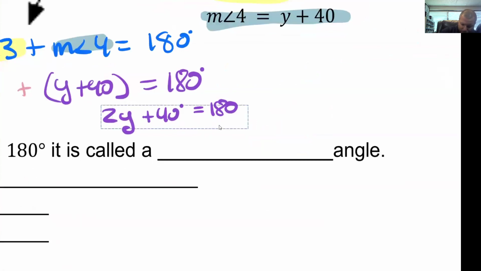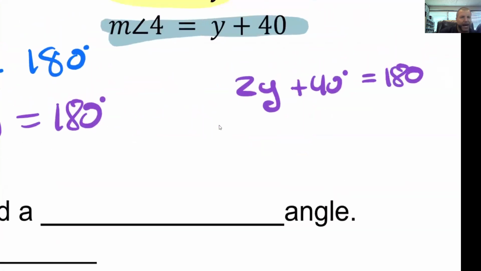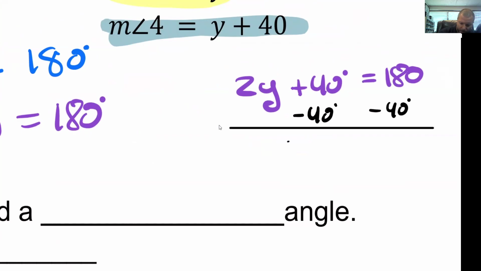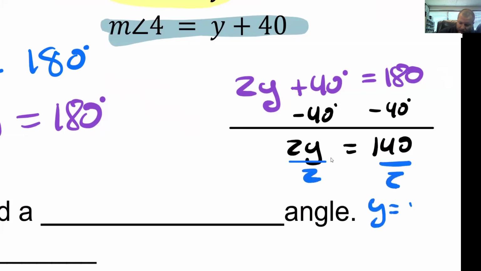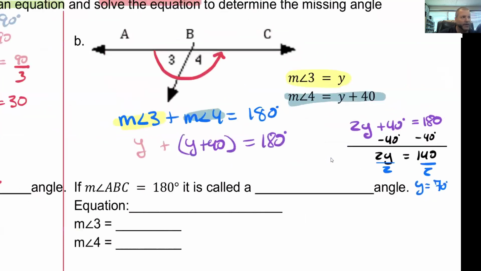I'm going to steal this and kind of write it over here. All right, so now we want to undo PEMDAS, the order of operations: parentheses, exponents, multiplication, division, addition, and subtraction. So to undo PEMDAS, we kind of work in reverse. We undo addition or subtraction first. So let's undo that addition of 40 by subtracting 40. Right, so now we want to undo multiplication or division next, right? There's 2y, 2 times y. So let's divide both sides by 2. And then we're going to get y is equal to 70 degrees.